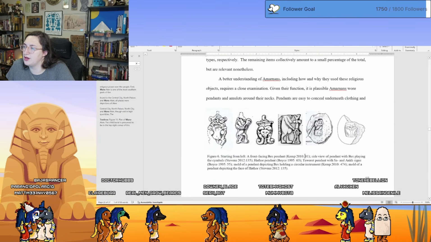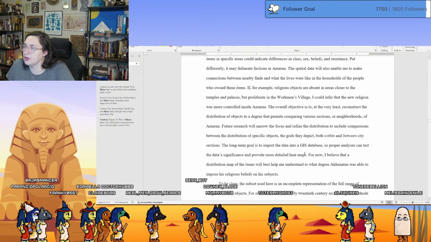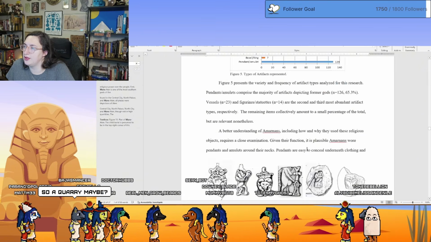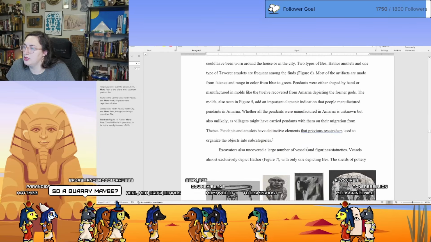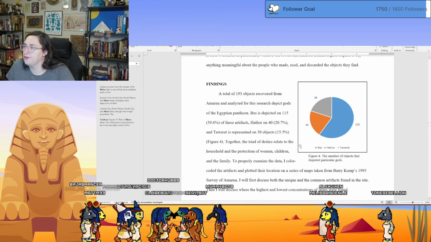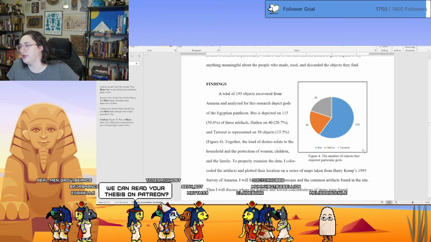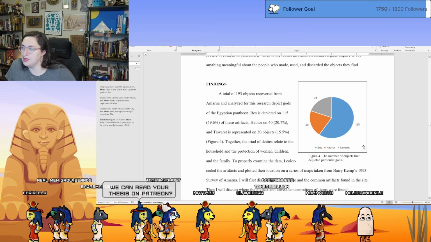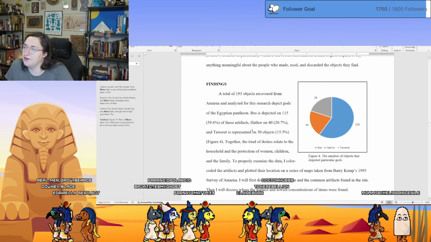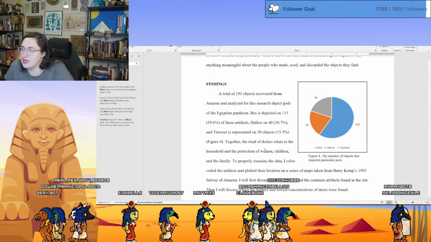There's a lot of the objects. Okay, I think I needed that chart. So how many objects did I find? 193 objects were recovered from Amarna and analyzed for this research that depict gods of the Egyptian pantheon. Bess is depicted on 115 of these artifacts, Hathor on 40, and Taweret on 30.